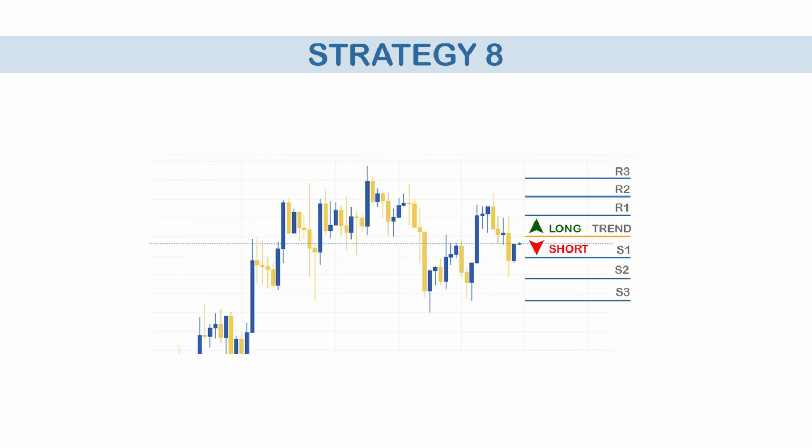Enter long if we have at least one H candle above the trend point, and put a stop loss at the first support line. Take profits at R1 or R2. Enter short if we have at least one H candle below the trend point, and put a stop loss at the first resistance line. Take profits at S1 or S2.